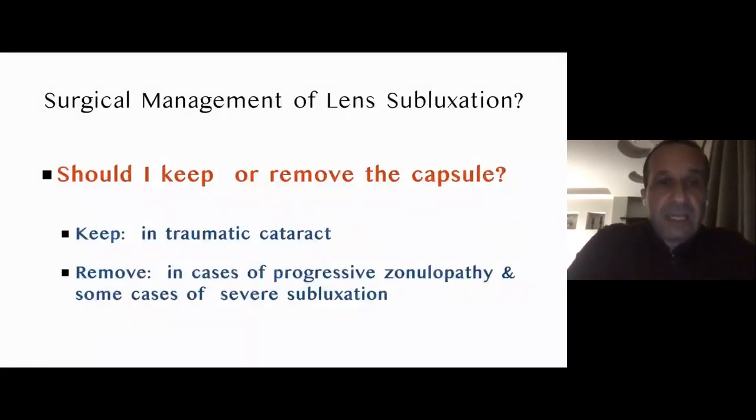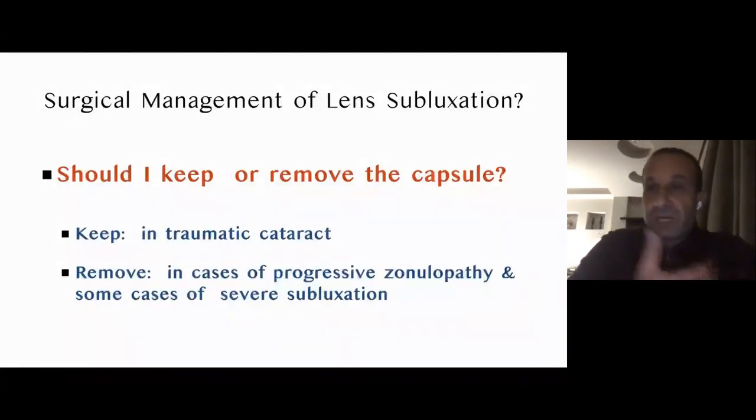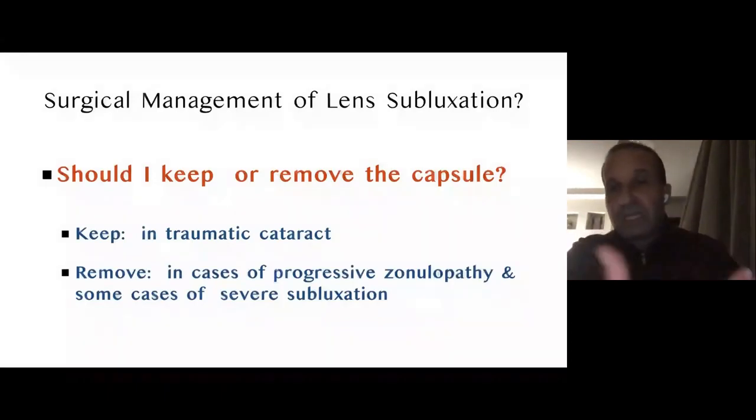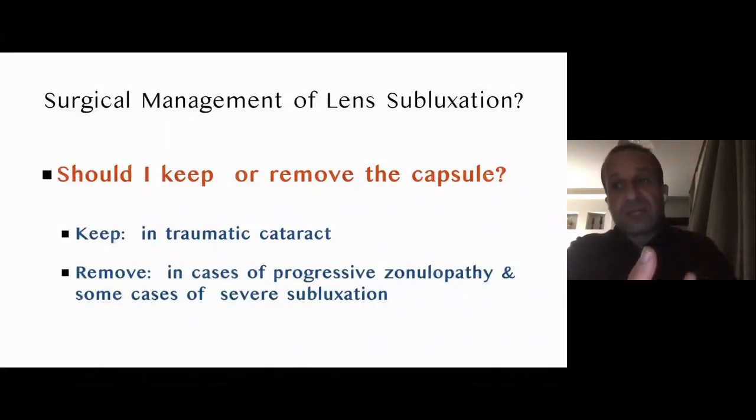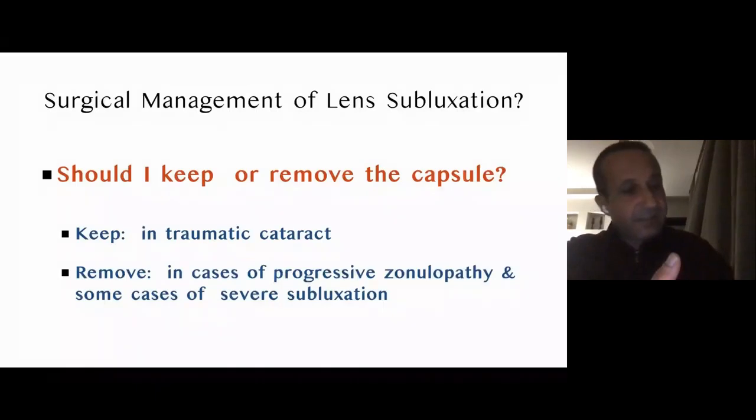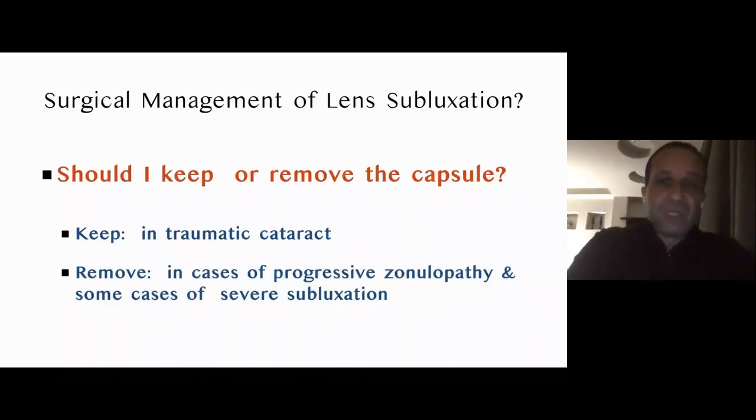So, surgical management: how can we now go into surgery? Now we know the capsule tension rings, we know the capsule supporting devices, we know the rules of the capsule tension rings, and we know the timing of the implantation. How can we manage now the lens subluxation or the cataract associated with lens subluxation?